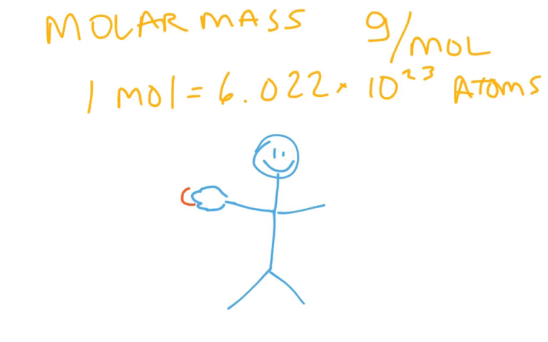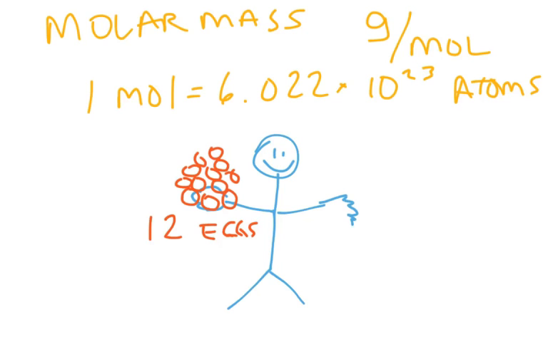Anyway, in that hand, I have 1, 2, 3, 4, 5, 6, 7, 8, 9, 10, 11, 12 eggs. Okay, that's what I have in that hand. In this hand over here, which is not much better, I don't know what's up with that little finger right there. That's just weird. But anyway, in that hand, I have 12 elephants.